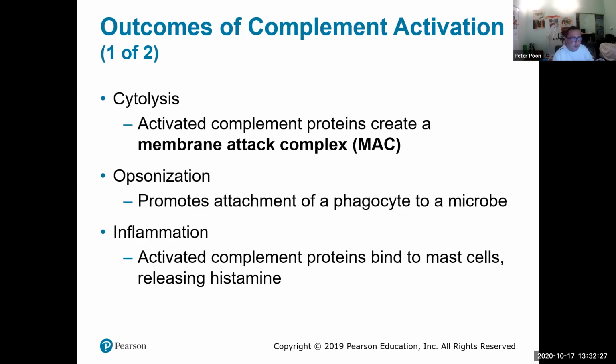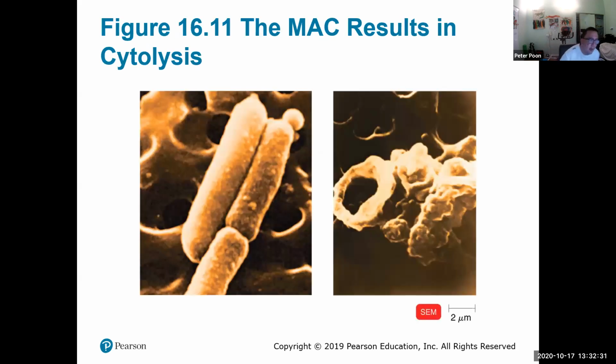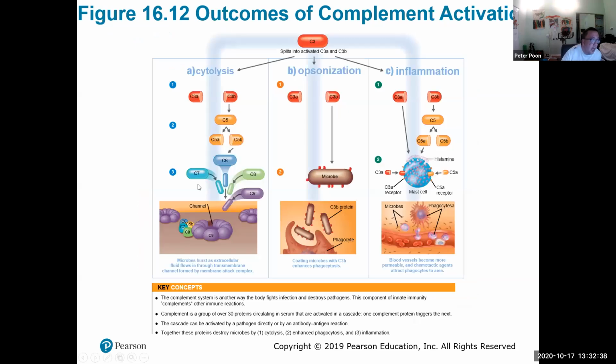Cytolysis, it forms something called a membrane attack complex. And this is what a membrane attack complex looks like. It forms a big hole. And what these holes do is it causes the fluid from inside the bacteria to leak out, and that causes the bacteria to die. So when you have enough complement, they form together to puncture a hole, and that hole in the side of the membrane causes the bacteria to die.